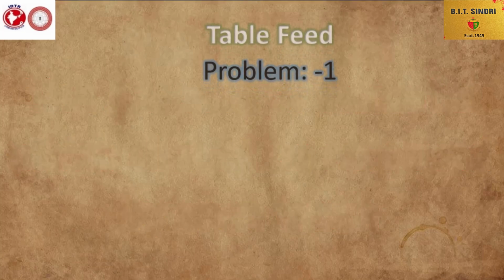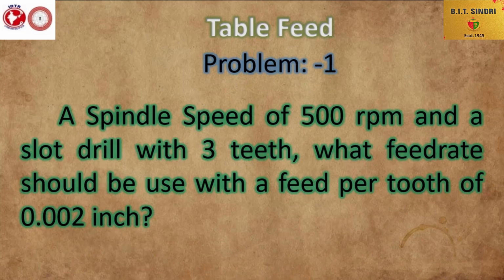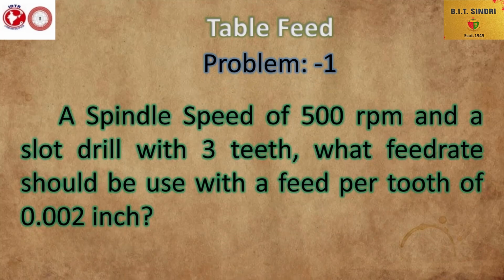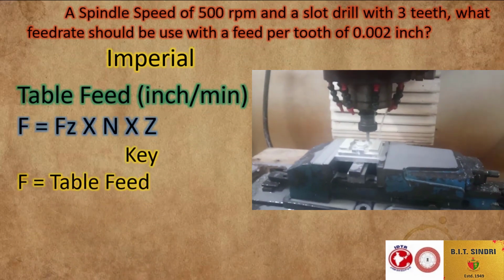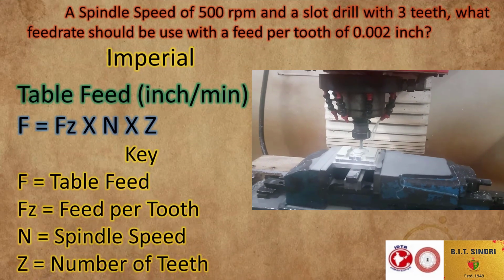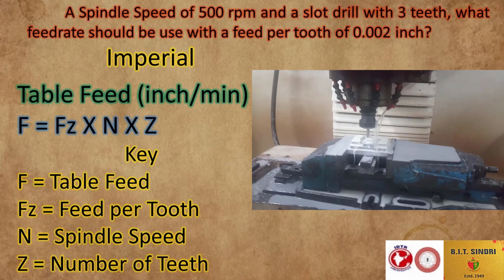So now I go to the example here, problem number 1. A spindle speed of 500 revolutions per minute and a slot drill with 3 teeth. What feed rate should be used with a feed per tooth of 0.002 inches? Okay, so we need to find our table feed, F, where feed per tooth we abbreviate to FZ in this case.